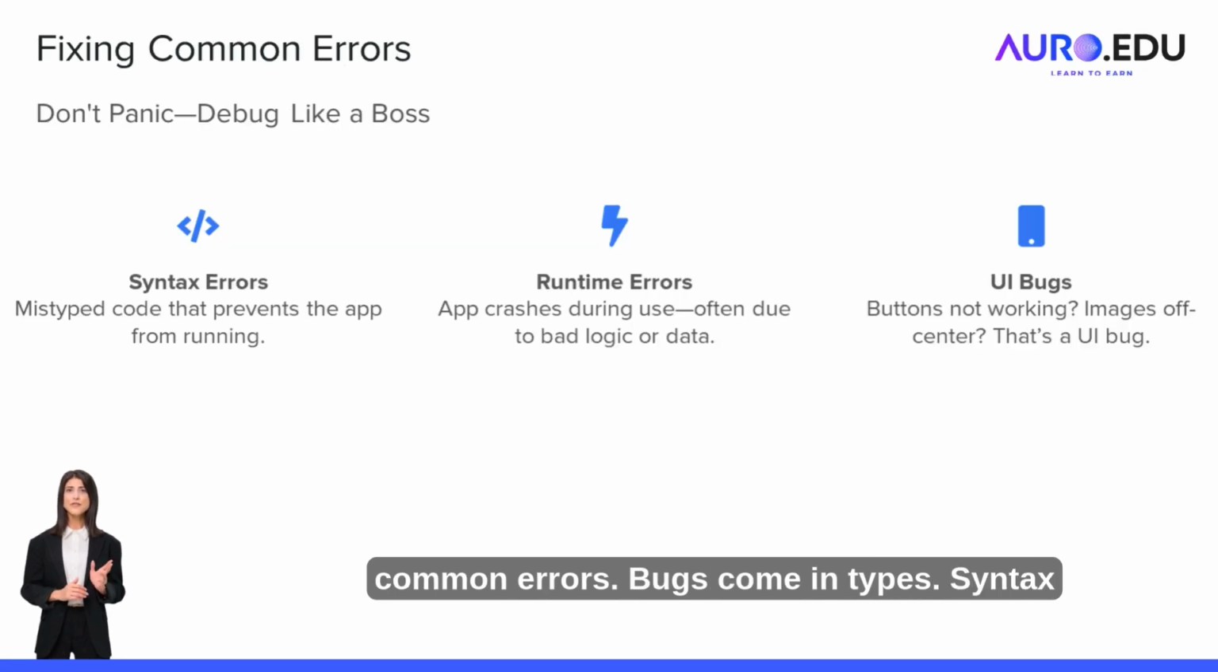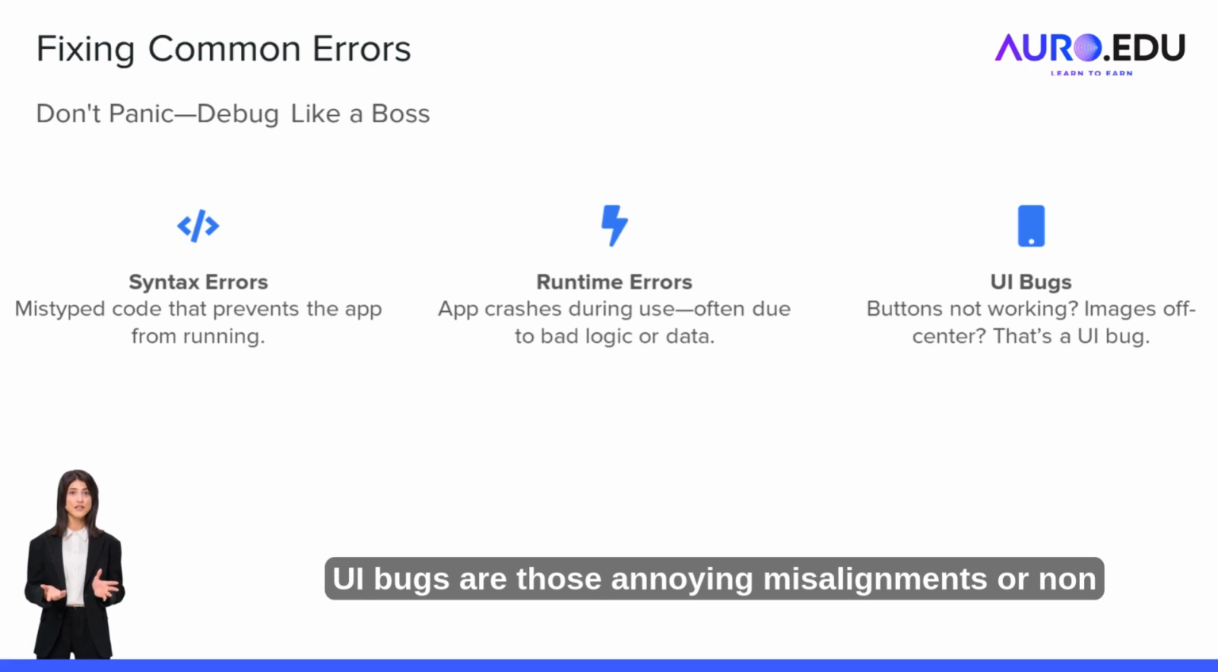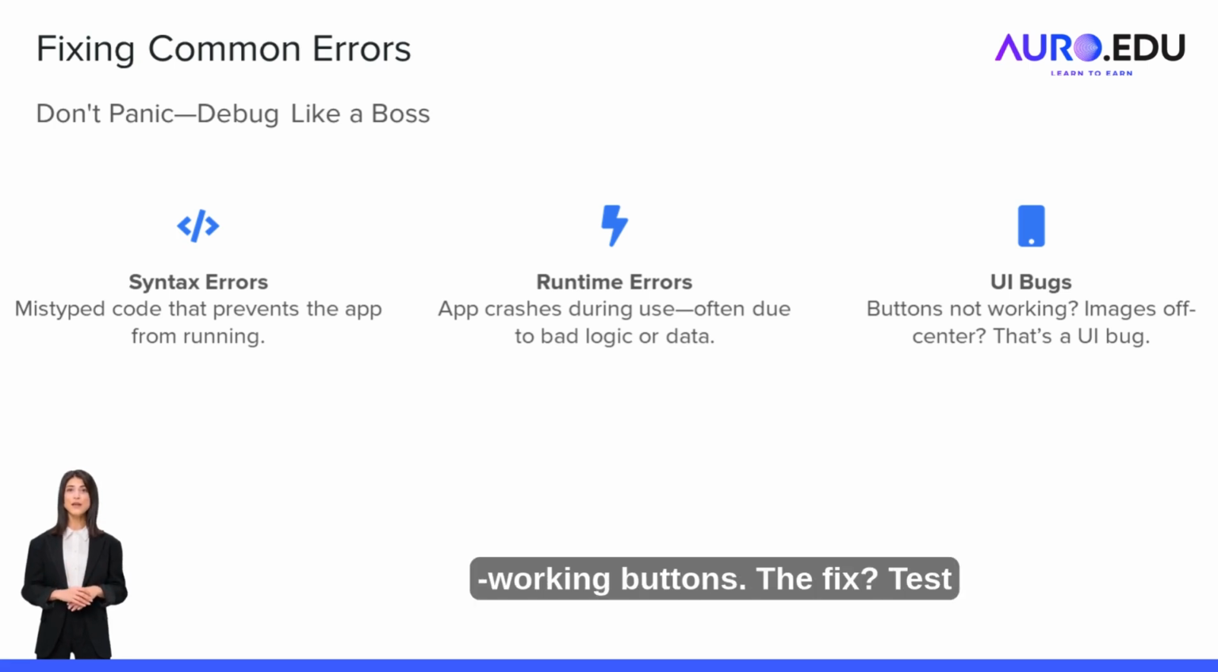Fixing common errors. Bugs come in types. Syntax errors are like spelling mistakes in code, easy to spot. Runtime errors? Your app runs, then crashes. And UI bugs are those annoying misalignments or non-working buttons. The fix? Test often. Code clean.